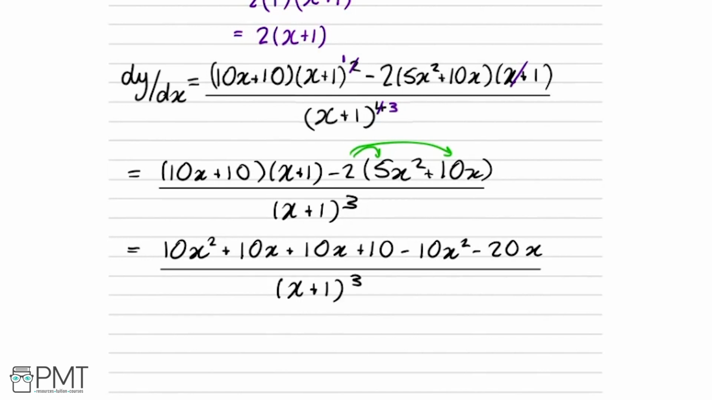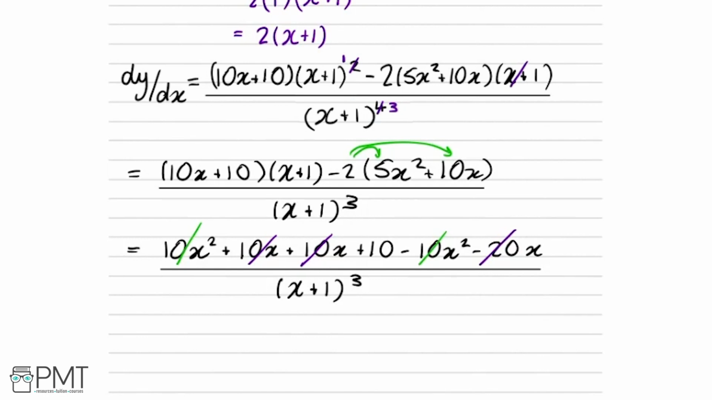And this is great because we've got lots of things which look like they might cancel. You see, if we combine both these 10x, we get 20x. And we've also got a minus 20x over here. So this minus 20x cancels with both these 10x's. We can also see here we've got a minus 10x squared, which cancels with the 10x squared here. So it's really simplified it down.